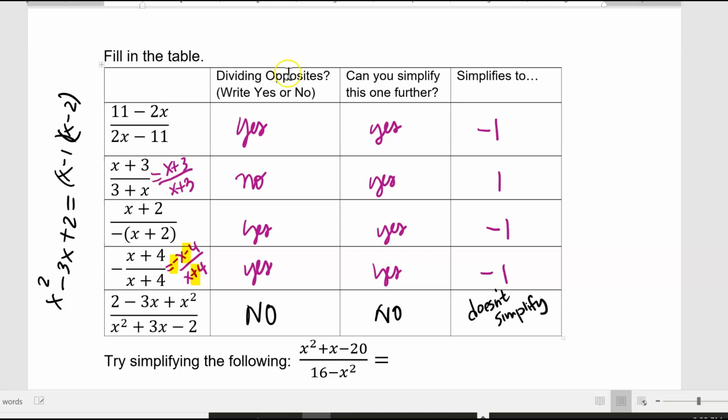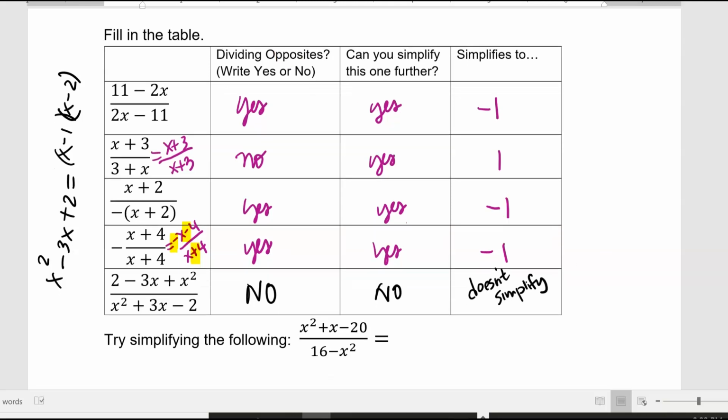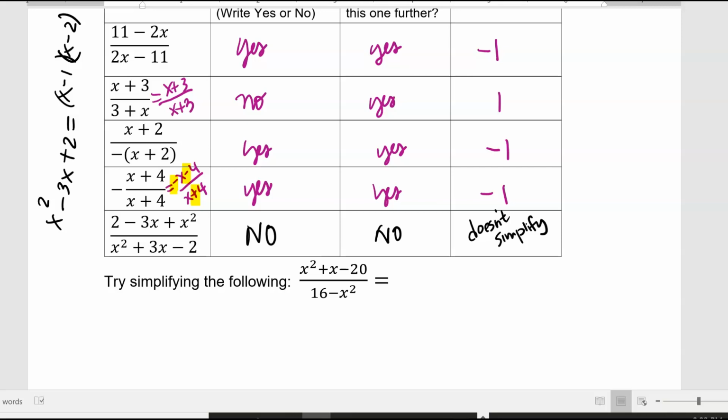Now, one last problem for this lesson. Try simplifying the following: x squared plus x minus 20 over 16 minus x squared. So this is a rational expression. We cannot cancel terms, so we factor. We have a trinomial, and it's an easy case, so I don't even have to do the AC method here. I have negative 20, and I want a 1 when I add, so I know it's going to be 5 and 4. I just got to figure out my signs. And since it's a positive 1, I'm going to make the 5 positive.